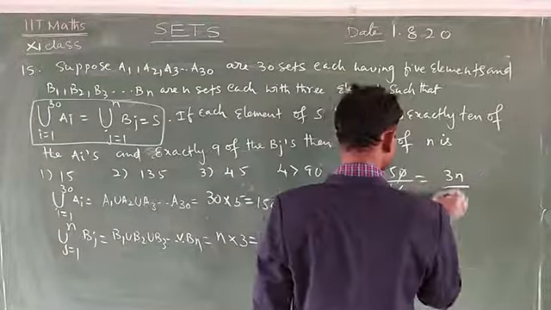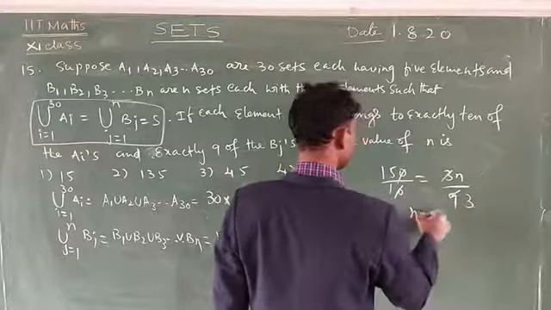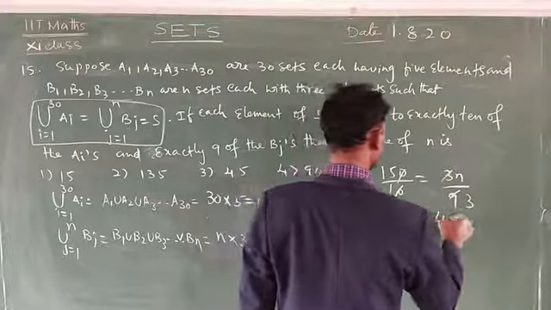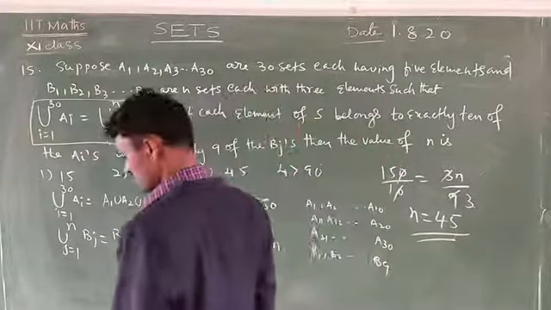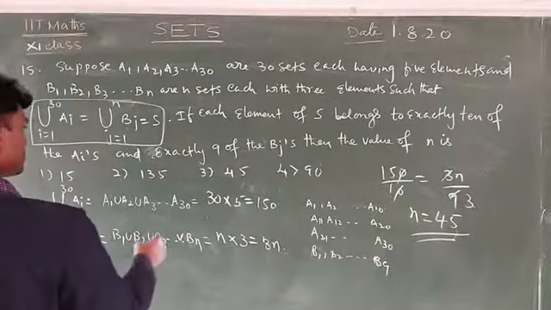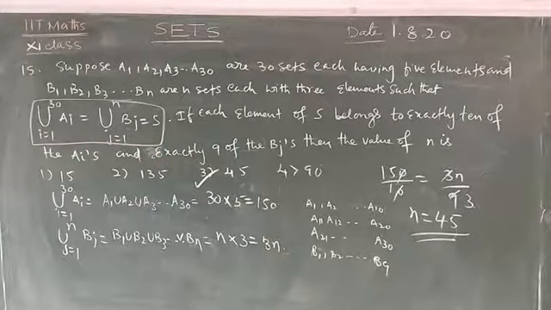Then the zeros cancel. 3 ones are 3, 3 threes are 9. Cross multiply: 15 into 3 is 45. So n is equal to 45. Our option is the third one. Note down.